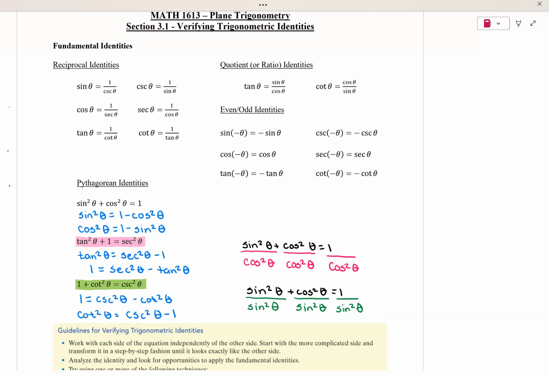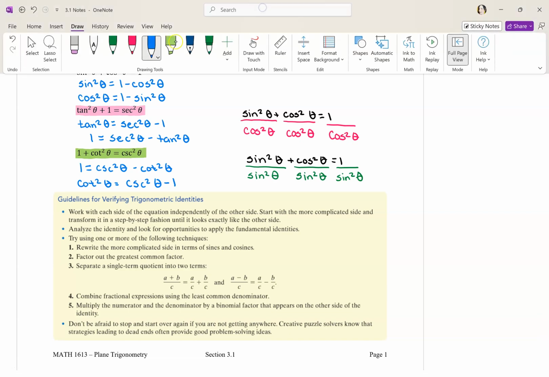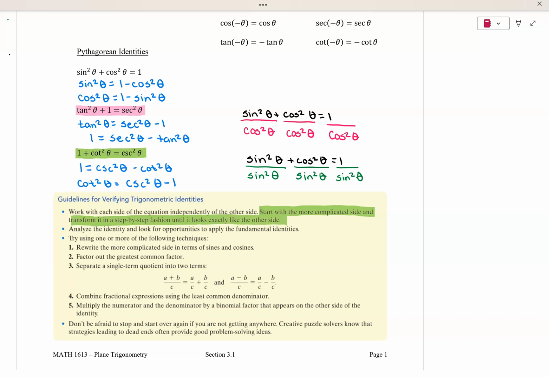I don't know how you guys print off your notes, but one thing that I would do is have this first page available 24/7 when we go through the notes and when you go through your homework. Before we dive into verifying, there's some things that I would like to talk about. Work with each side of the equation independently of the other side. Typically, we start with the more complicated side and transform it step by step until it looks exactly like the other side.